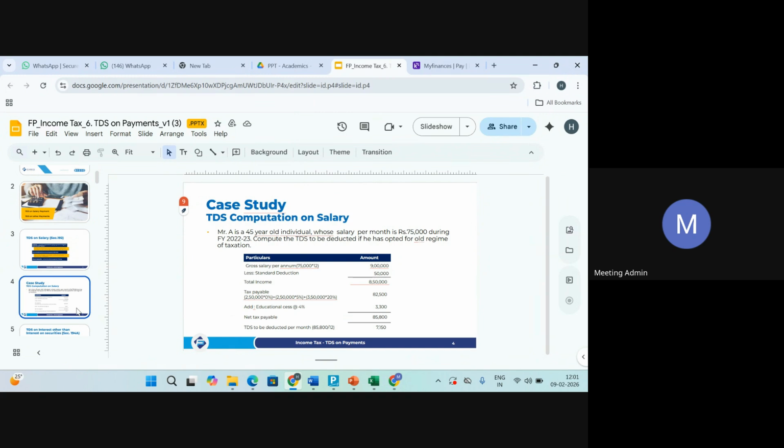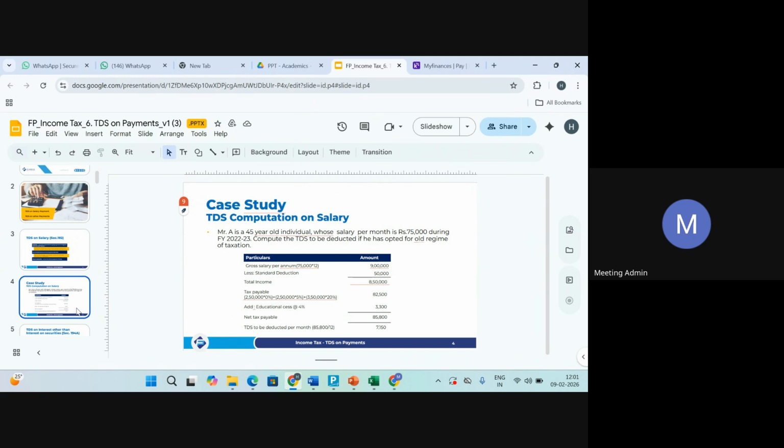So, case study: we have a TDS computation on salary. Mr. A is a 45-year-old individual whose salary is 75,000 per month during the financial year 2023-24. Compute the TDS to be deducted if he has opted for the old regime of taxation. If he opted for the old regime, the standard deduction will be 50,000. If he opted for the new regime, the standard deduction will be 75,000.